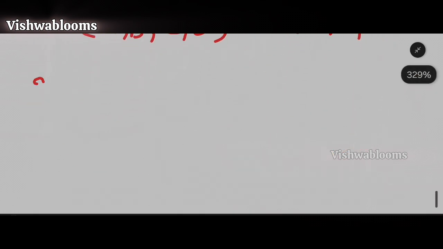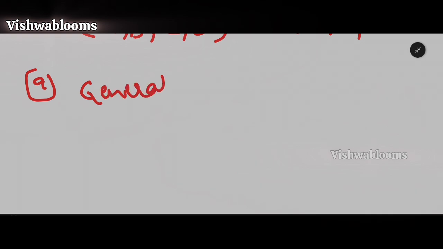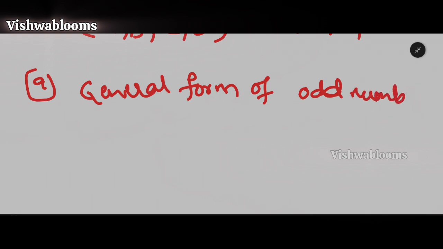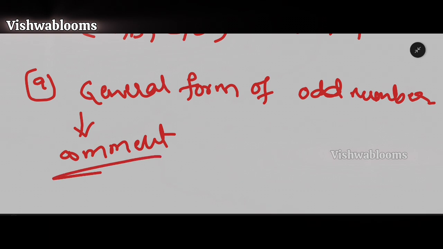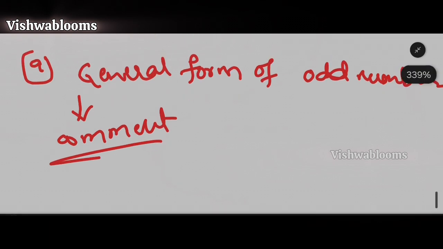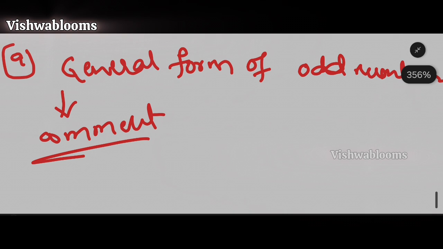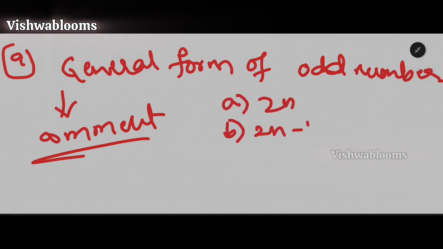Next. Ninth question. The general form of odd numbers. This one I have discussed in the theory. Try to comment this question. Comment in the comment section. But I'll discuss this question, don't need to worry. Because here options are little bit different. Option A is 2n, option B 2n minus 1, option C 2n plus 1, option D 2 into n plus 1.